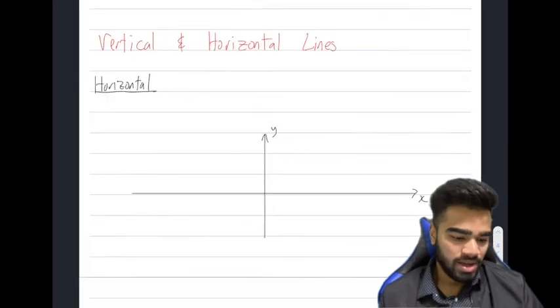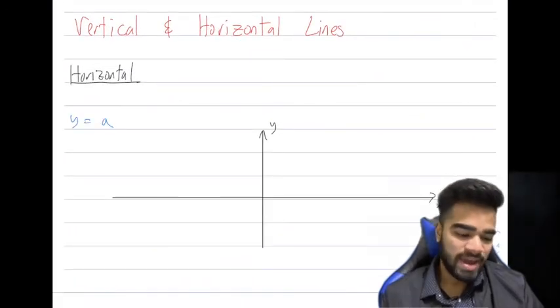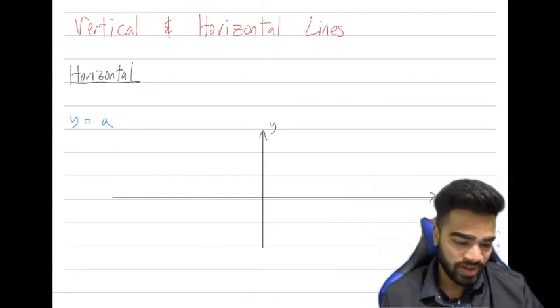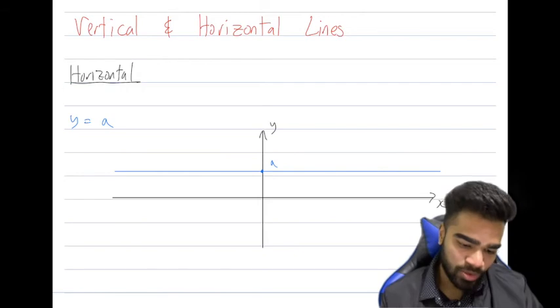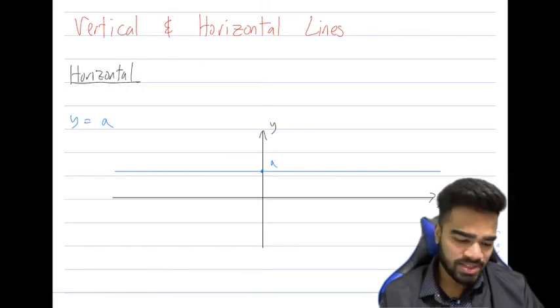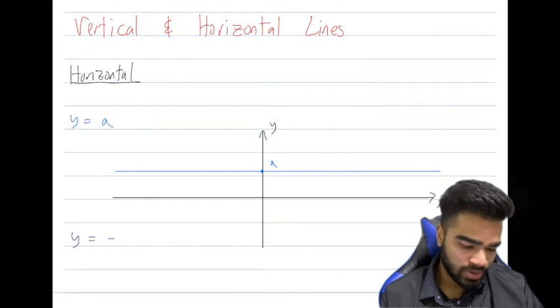All right, so any horizontal line has the equation y is equal to a, where a is a constant. For example, if I have a horizontal line there, the y-intercept would be a. If that doesn't make sense, I'll give you a couple of examples. Let's do y is equal to -3.